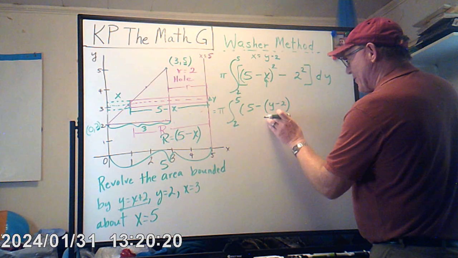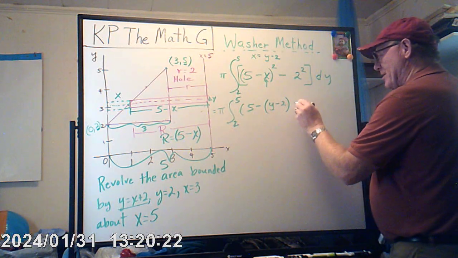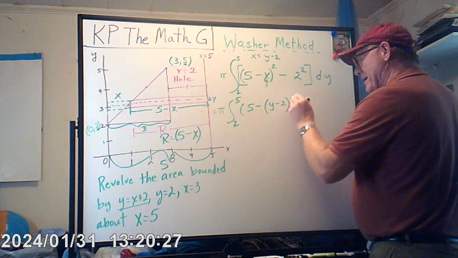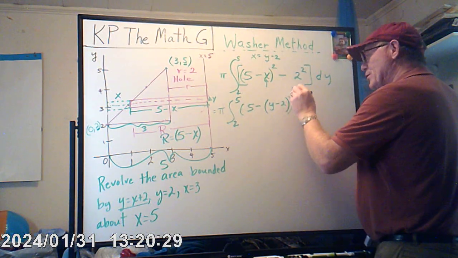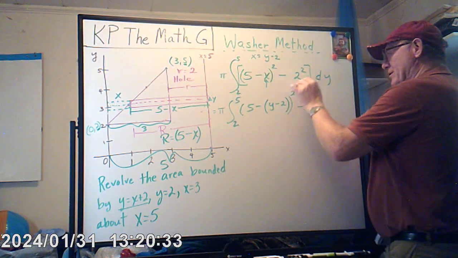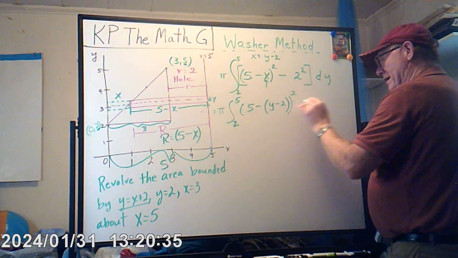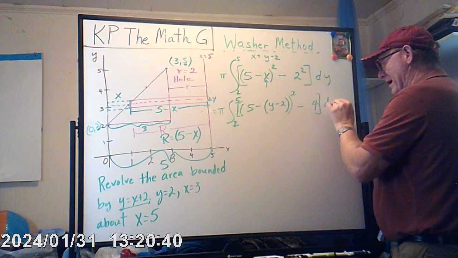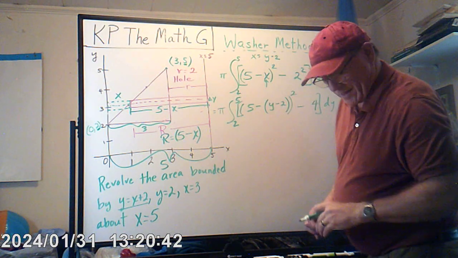Use parentheses. Okay, minus 2 squared, which is 4. By the way, this is 5 minus y minus 2 squared minus 4, already is squared 2. Alright, now all of that, dy.